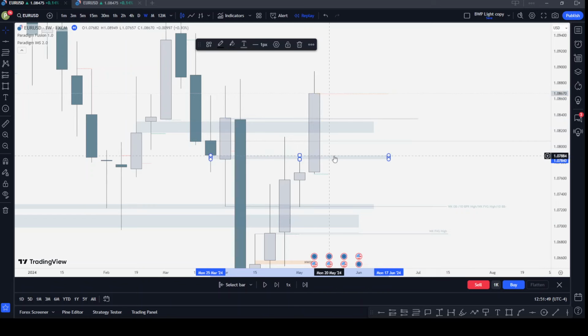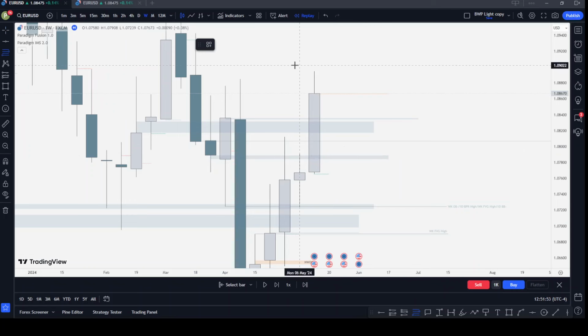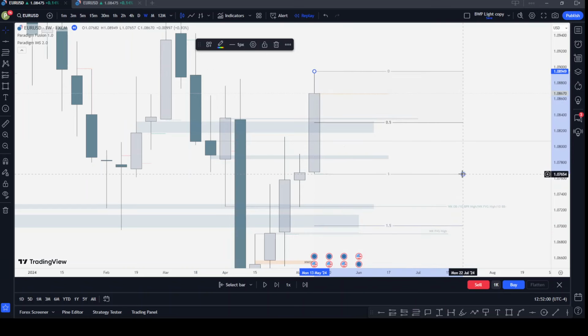So how do we know which one to use? Remember, I explained earlier, just take your fib, find the midpoint between the high and the low of the current weekly candle. Look for 50%. This is 50%. Below equilibrium is discount, above equilibrium is premium. So you want to look for a new week opening gap that is in discount.